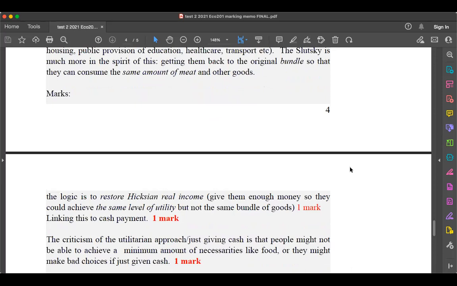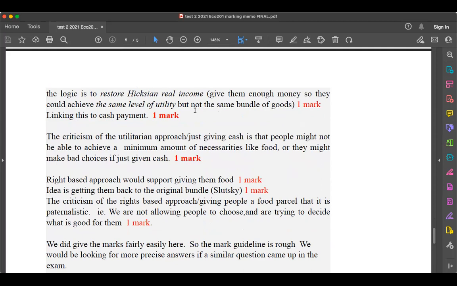So yeah, the marks would stem from the following. The logic is to restore Hicksian real income. So give people enough money so they can achieve the same level of utility, but not the same level of goods. Link this to the cash payment. Then the criticism of the utilitarian approach, or just giving people cash, is that people might not be able to achieve a minimum amount of necessities like food, or they might make bad choices if just given cash. So there you are challenging that whole rational, independent assumption, etc.